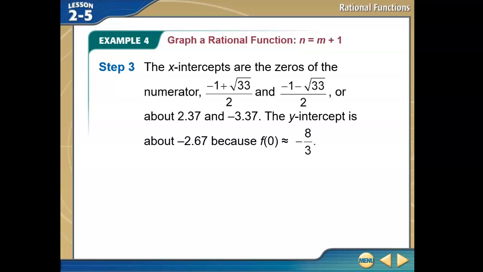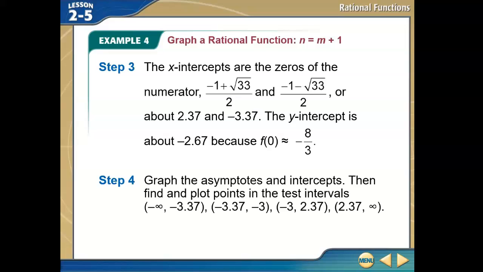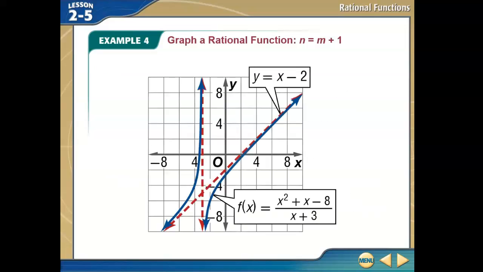Okay. That's just rude. Okay, the x-intercepts. Once again, they occur where the numerator is set equal to 0. This one they did using the quadratic formula. I was trying to factor it because it was prime. So the y-intercept is about negative 2.67 because f of 0 is equal to 8 divided by negative 3. Graph the asymptotes, and that is what our graph looks like. You can see with the oblique asymptote here.